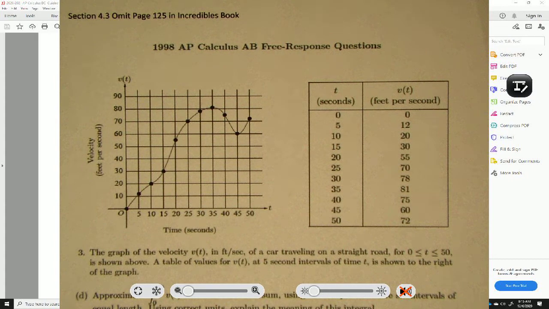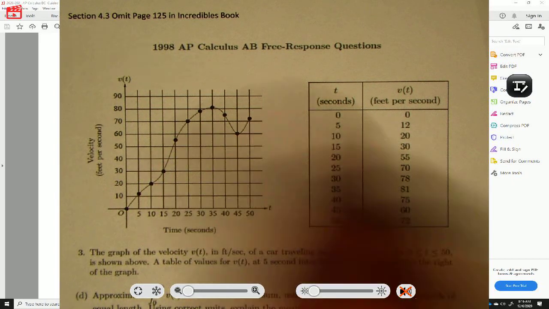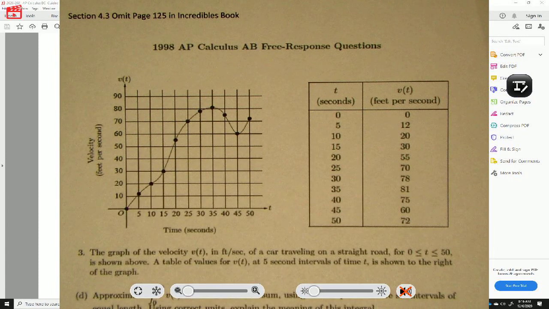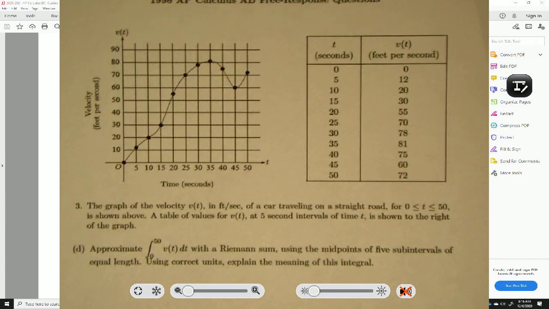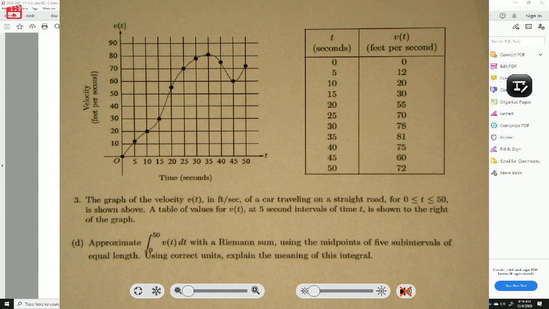What we're looking at here is a 1998 AP Calculus free response question. This is the graph, and this is the table of the data. The graph is velocity of a car traveling on a straight road from 0 to 50. The table of values at 5-second intervals is shown here.